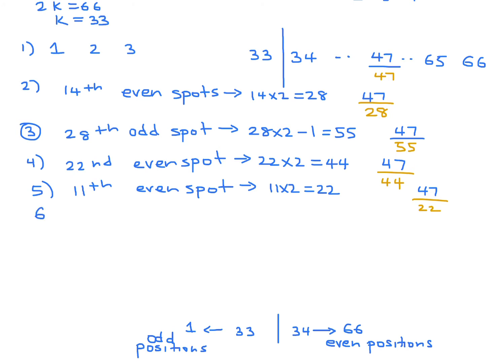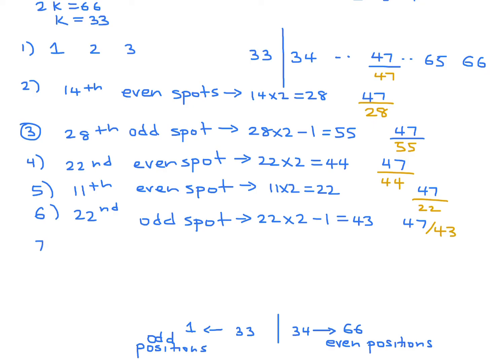Okay, let's keep going. Number 6, it's now in 22, so that's on this side. So that means we have the 22nd, but this time it is the 22nd odd spot. So that's the difference. The 22nd odd spot would be 22 times 2 minus 1, which is 43. So now the number 47 is sitting in the 43rd position.